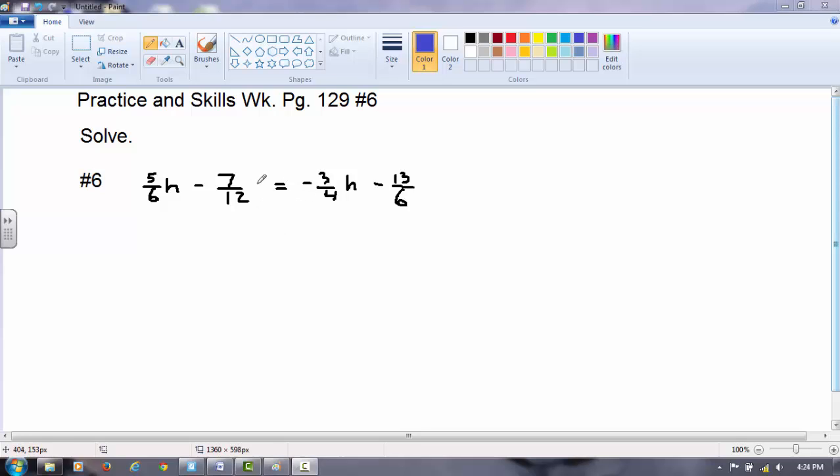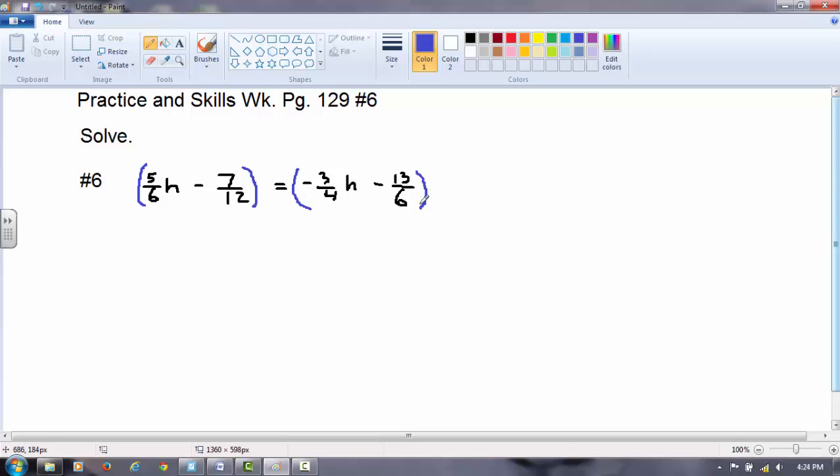Okay, so first thing I want to do on this problem is get rid of these fractions. It'll make it a little easier to do the problem if we can get rid of the fractions. And we're going to do something called fraction busting. So I'm going to put parentheses around each side, the whole side.